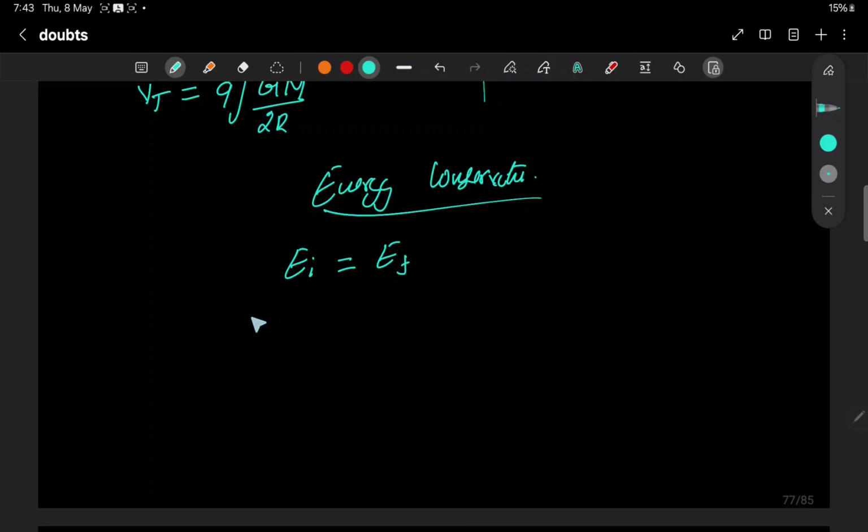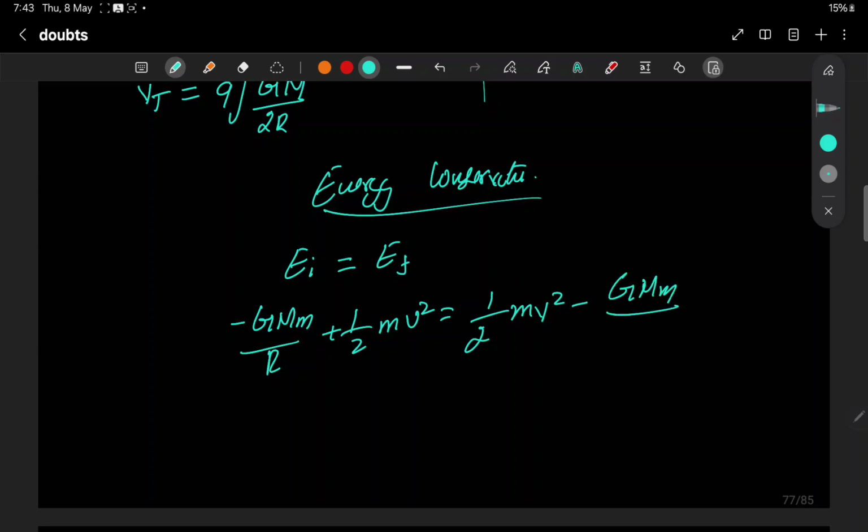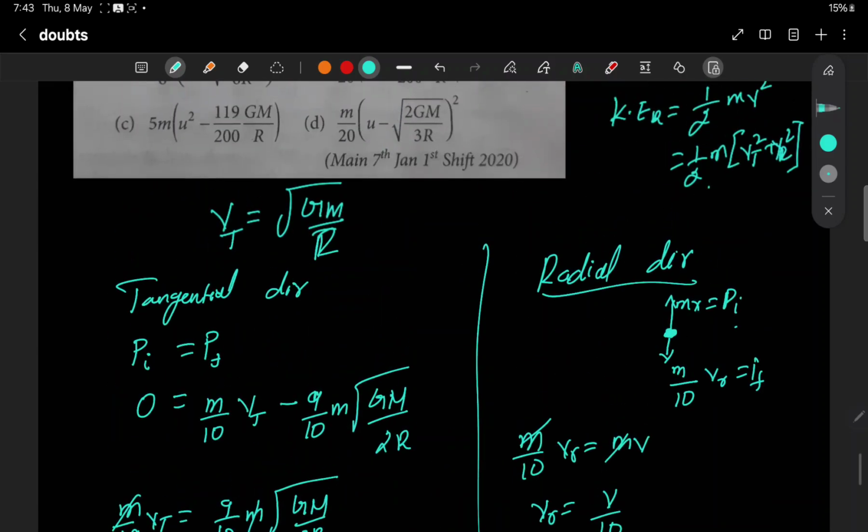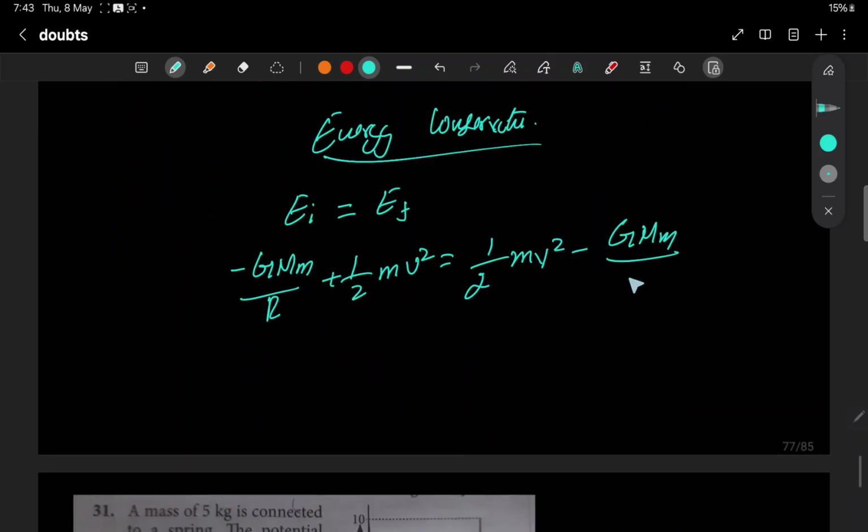So potential energy will be equal to minus GMm by r, M being the mass of the earth, plus half m u square, the initial velocity, will be equal to the final energy, which is half m v square. This v is what we are going to find. Minus GMm by, so it went to a distance of 2r. Correct? Yes, 2r. So now we have to find this v.